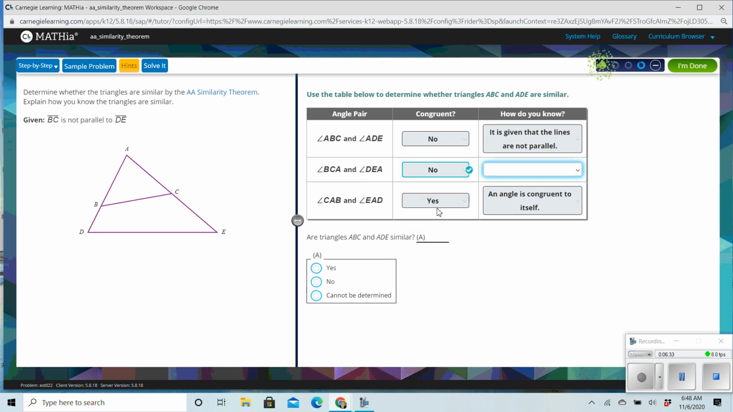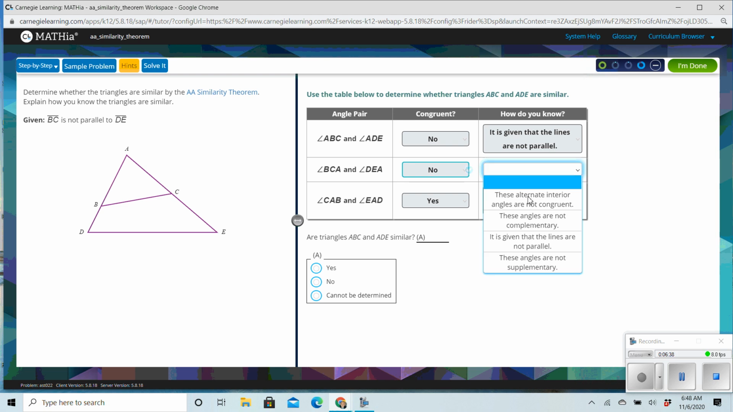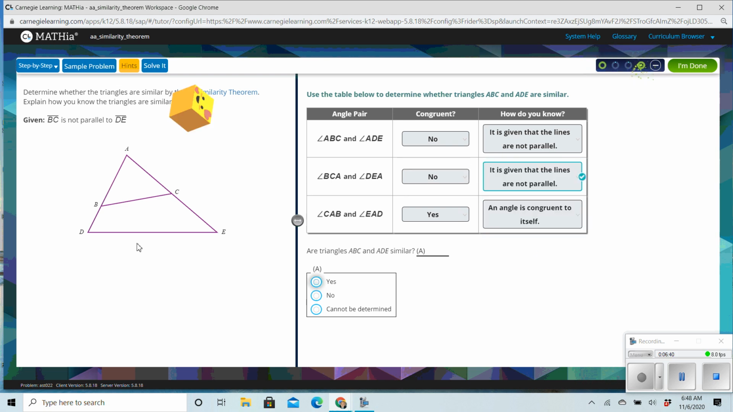So let's see. Did I get that right? Yes. So again, why are they not? They're not parallel lines, right? The only way that we can have corresponding angles is if we have parallel lines. That's the only way that we're going to get alternate interior, same side interior, exterior. You have to have parallel lines.